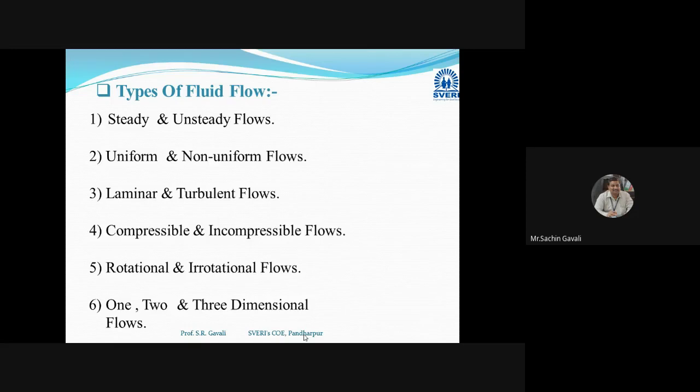So the types of fluid flow are: steady and unsteady flow, and we have to see what is meant by steady and unsteady; uniform and non-uniform flow; laminar and turbulent flows; compressible and incompressible flows; rotational and irrotational flows; and lastly one-, two-, and three-dimensional flows. Generally in an offline examination, they will ask: explain the different types of fluid flow with examples.